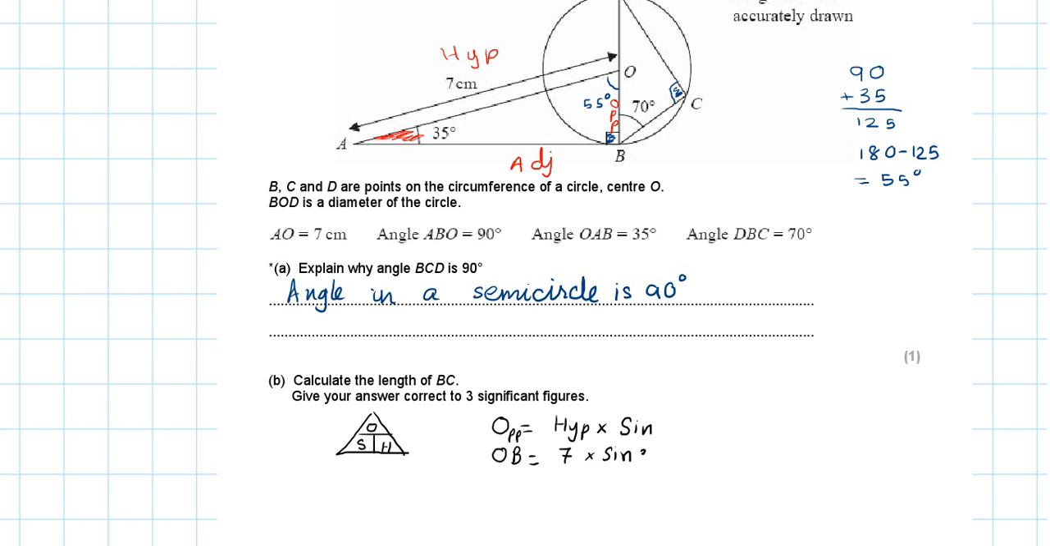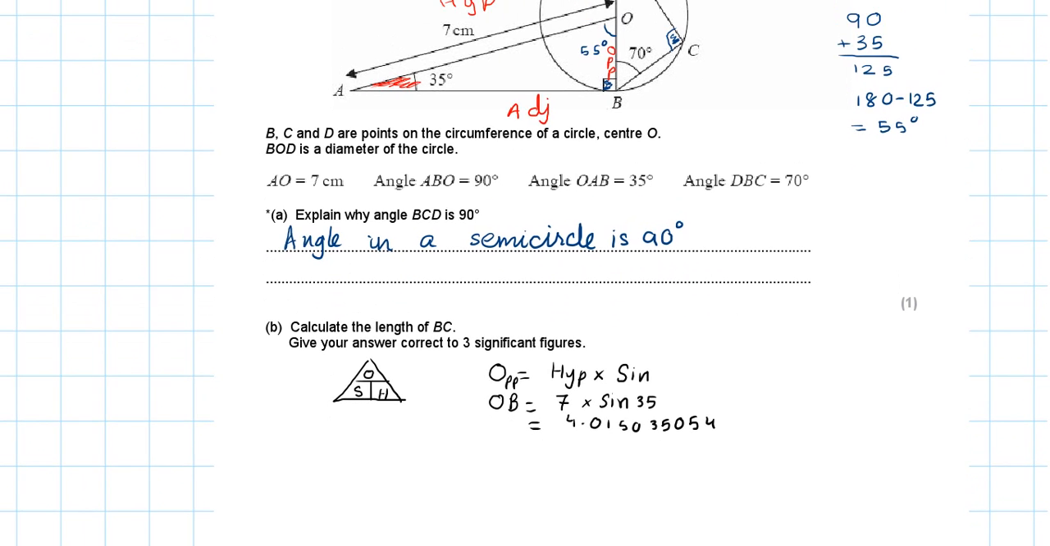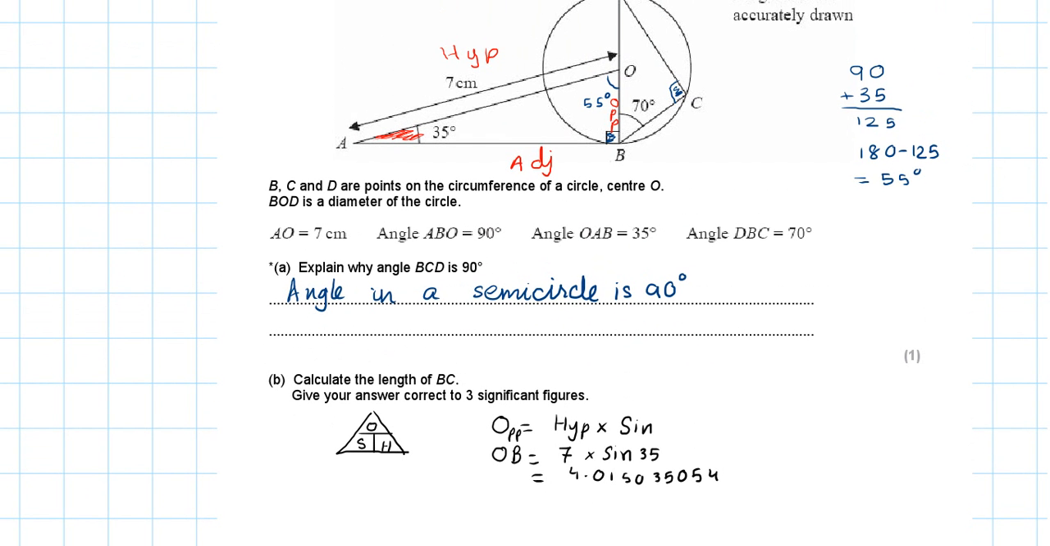Okay, and then I'm going to type that in my calculator and see what answer it gives me. I need to check first my calculator is showing a capital D at the top because we're working with degrees. Okay, and this gives me an answer of 4.015035054. It's important I keep the whole number. Once I've got that, I'm going to double that answer because I've got OB here. So if I double it, I get the whole diameter, which is BD.